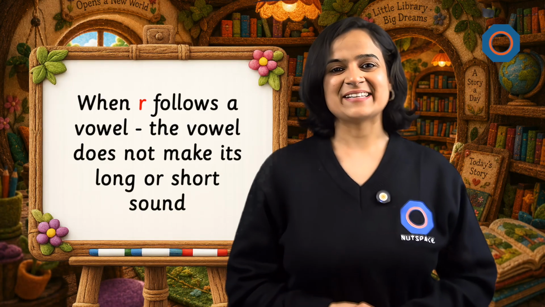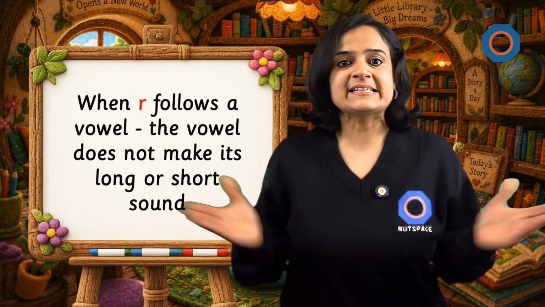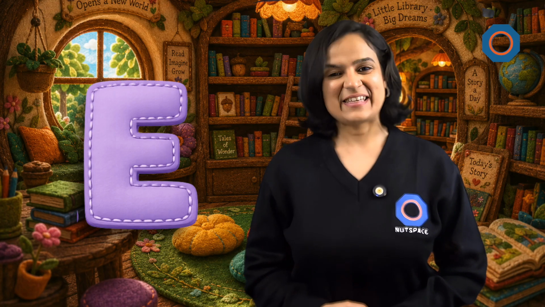When R stands after a vowel, it doesn't let the vowel say its usual sound. Remind me quickly, what are the 5 vowels? A, E, I, O, U. And what sound do they make? A, E, I, O, U. So when R comes after a vowel, it makes the vowel say something new.